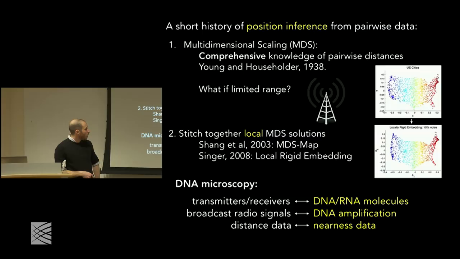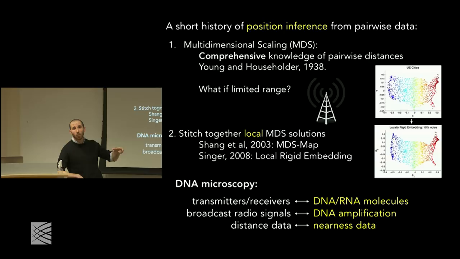And then finally, we're going to make a more subtle conceptual swap, which is supplanting distance data with nearness data. What I mean by that is that we're going to have a lot of information about whether or not two points are very close together or a little bit close together, but we won't have as much data on whether two points are a little bit far apart versus a lot far apart. Okay, so that's just a minor distinction.